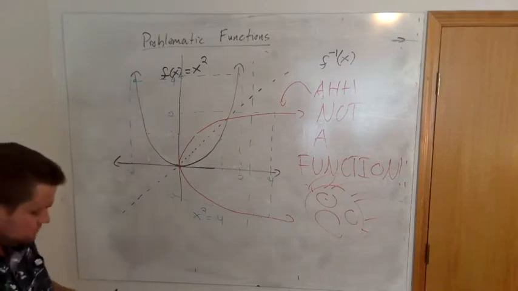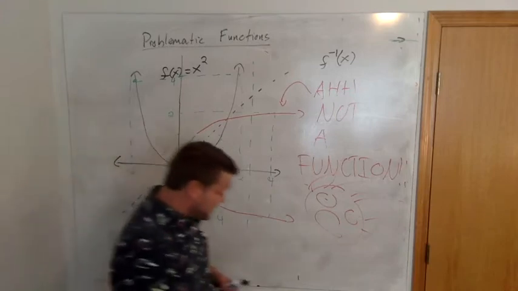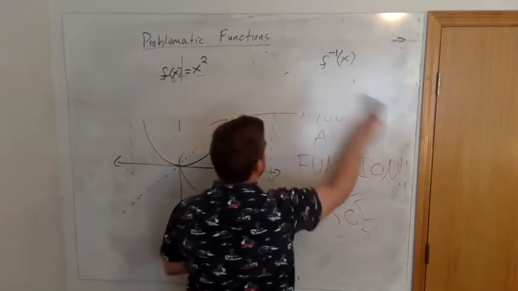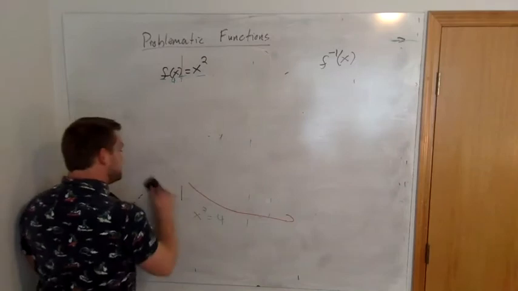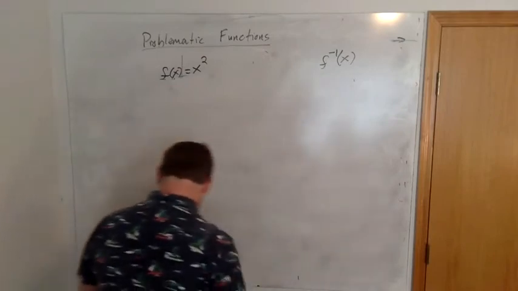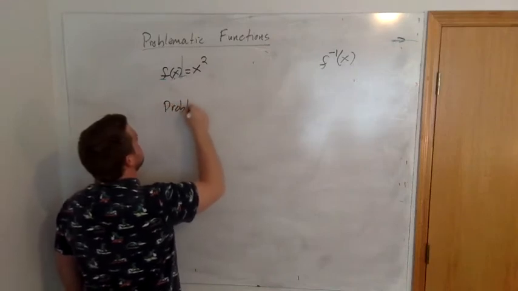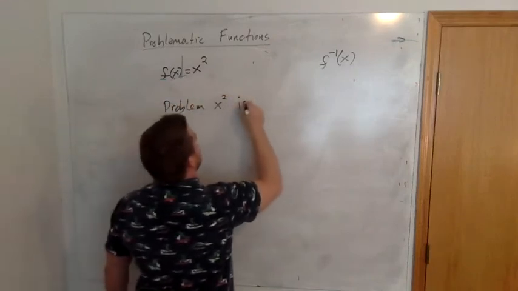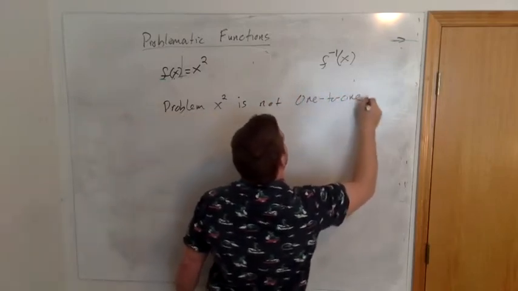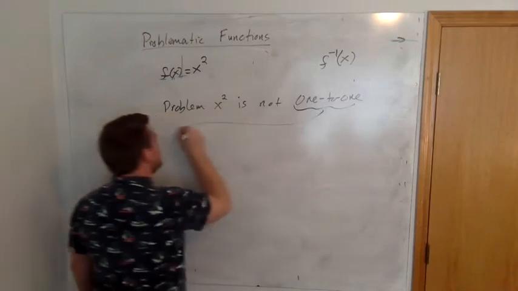This is a problem. The problem is that x squared is not a one-to-one function. And I'll talk about how to fix this here in just a second. X squared is not one-to-one.